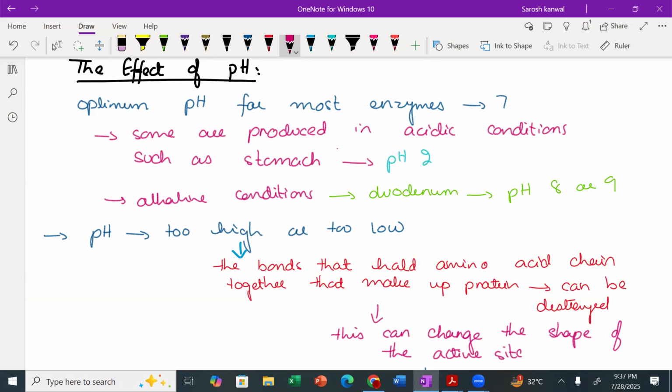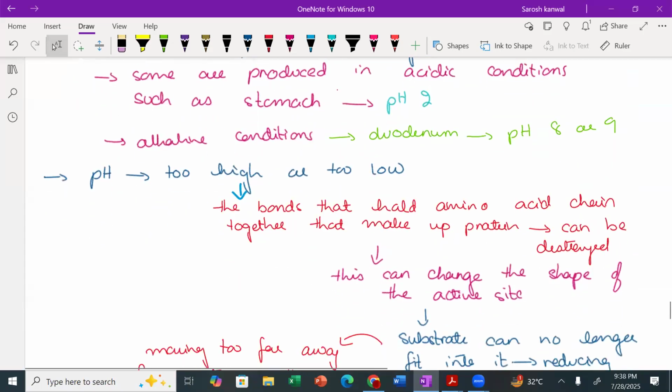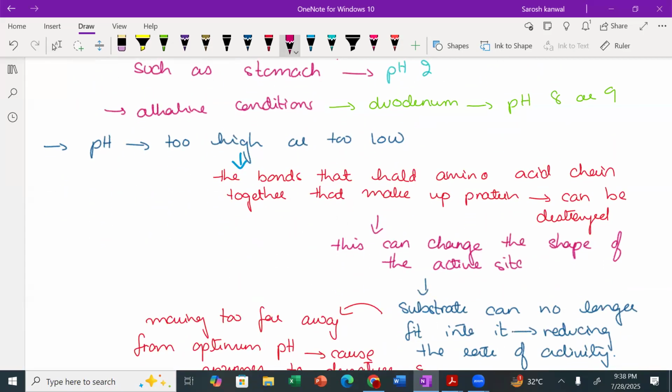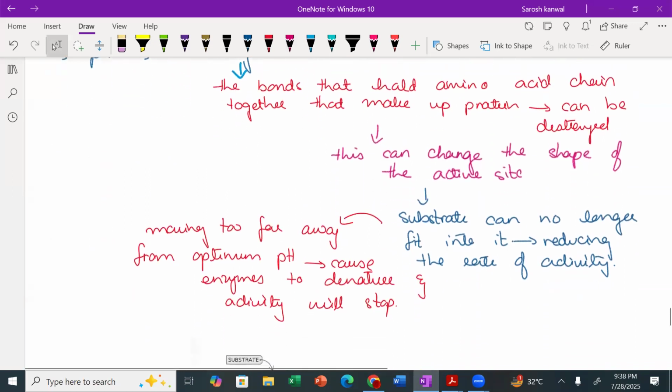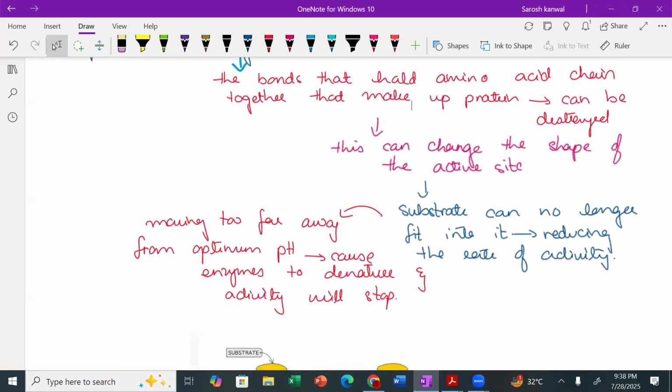So we know that the optimum pH for most enzymes is 7, that is neutral. But some enzymes are produced in acidic conditions such as stomach, so their pH could be pH 2, while some are produced in alkaline conditions such as duodenum, so their pH might be 8 or 9, right? If the pH is too low or too high, the bonds that hold those amino acid chains together that make up a protein can be destroyed, and that can change the shape of the active site. So the substrate can no longer fit into it, and that is going to reduce the rate of activity.